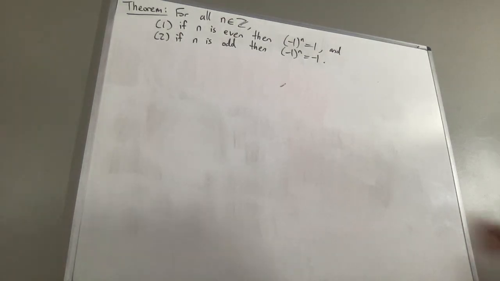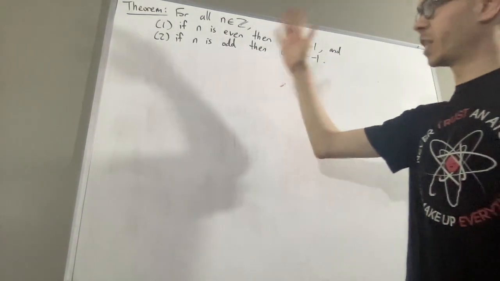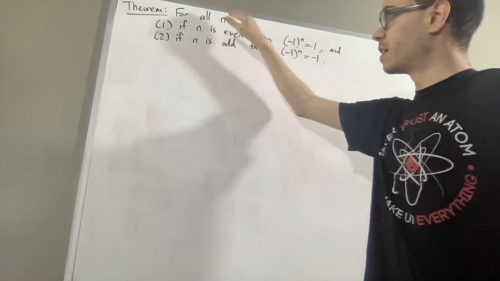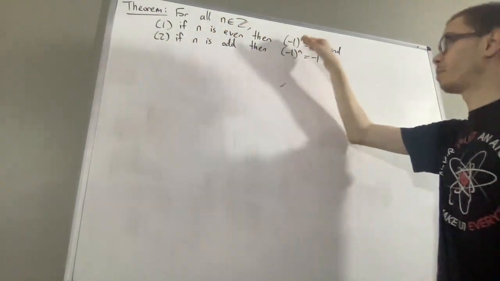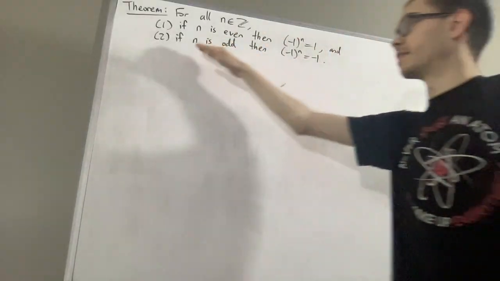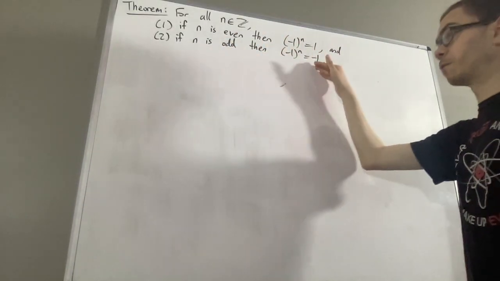Hello! In this video, we are going to prove the following theorem. For all integers n, if n is even, then (-1)^n is equal to 1. And if n is odd, then (-1)^n is equal to -1.